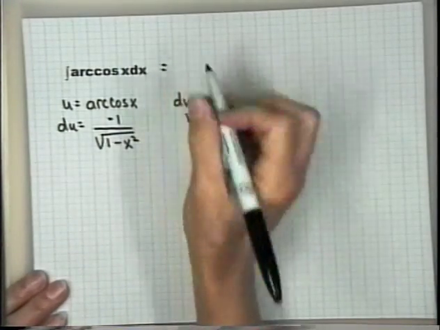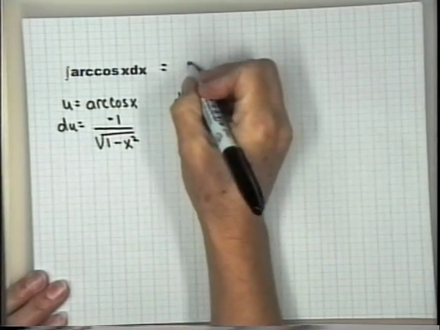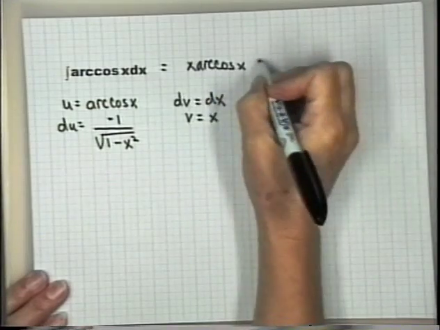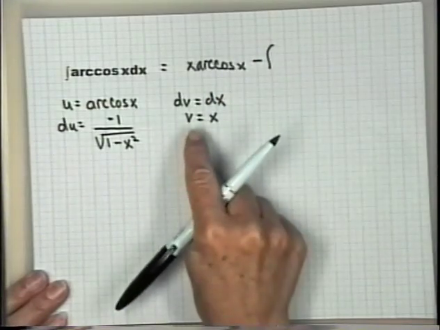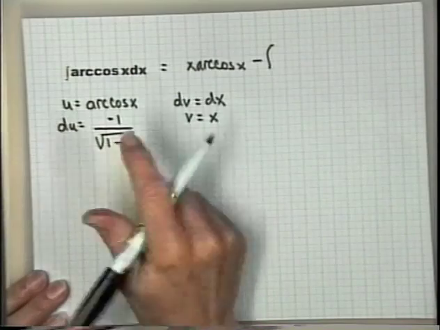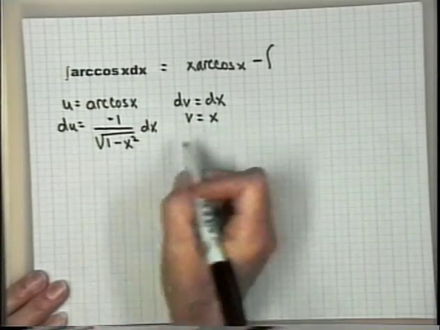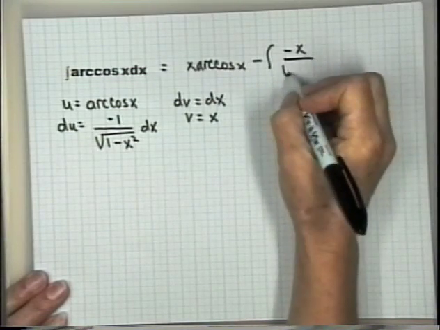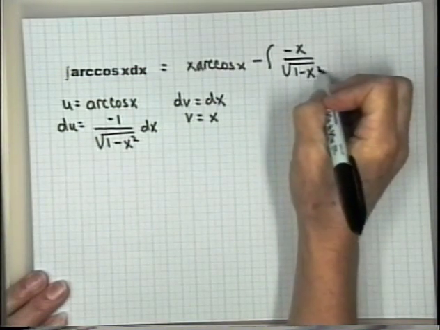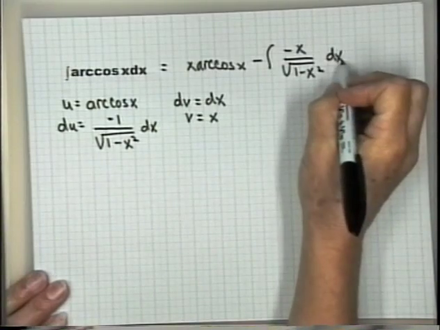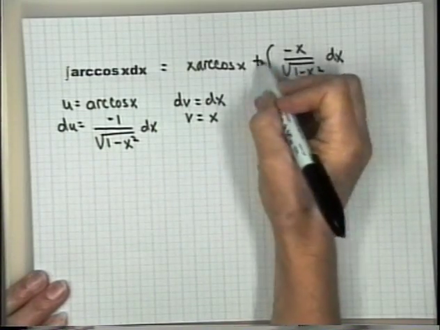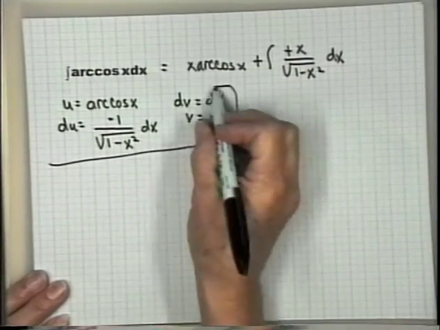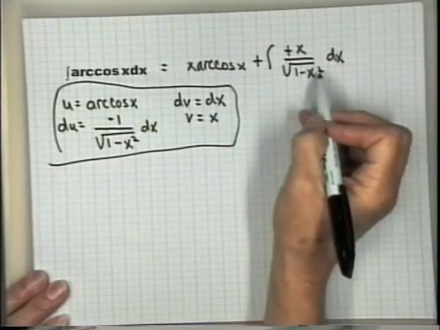So, doing our parts, we have u times v is x arc cosine x minus the integral v times du. Oh, I forgot to write my dx. Let me get that on there. So when I multiply those, I get negative x over the square root of 1 minus x squared dx. Now, minus this negative, we can go ahead and change that to plus a positive, can't we? We have done parts, and we're here.